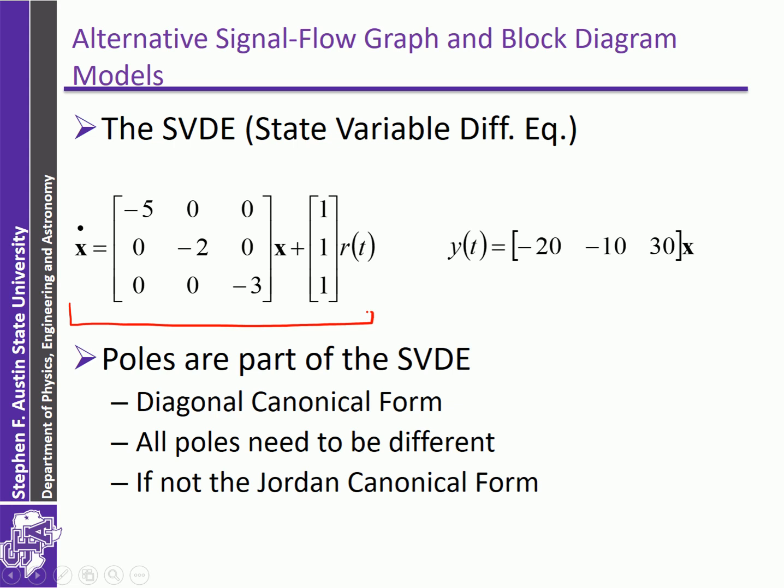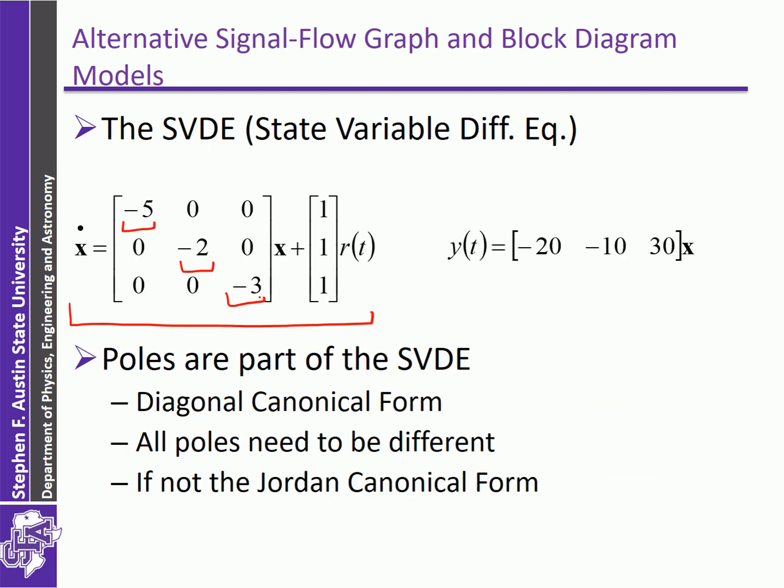A couple of things that we need to look at is that this is a diagonal canonical form, or that's how they call it. In this specific case, you can see that all the poles of our function, or the numbers -5, -2, and -3, are part of our state variable differential equation, and it is required that all the poles need to be different. This is not what is known as the Jordan canonical form.